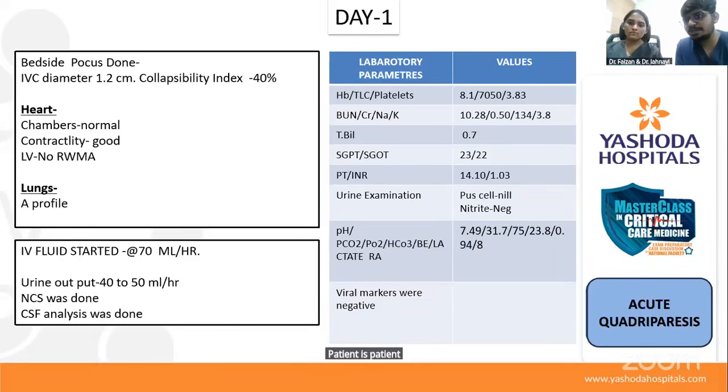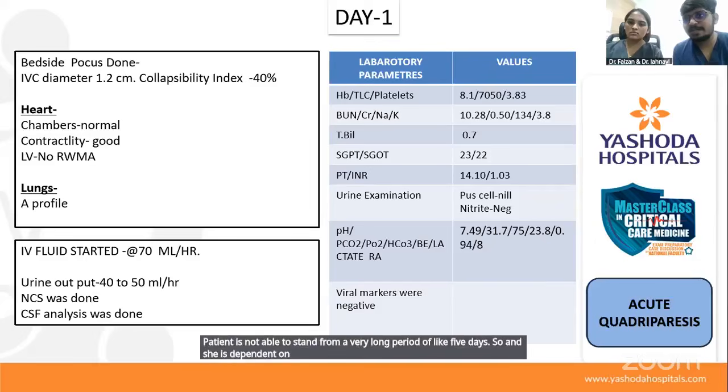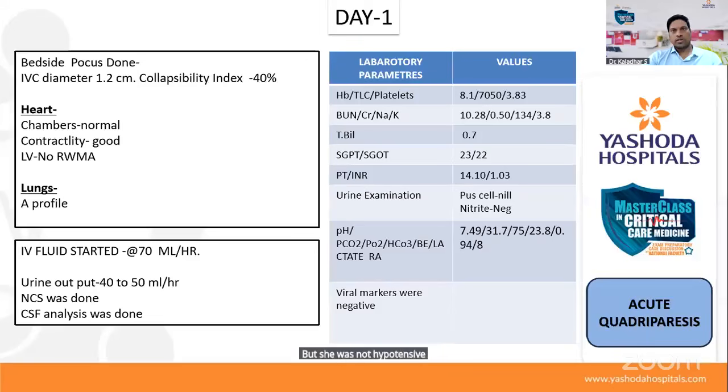Patient is not able to stand for a very long period, like 5 days, and she is dependent on someone else, so hydration might also be hampered. But she was not hypotensive. She was not tachycardic. Yes, sir. So what is the reason? And she's not even hypoxic also. So why do you think you have checked it?